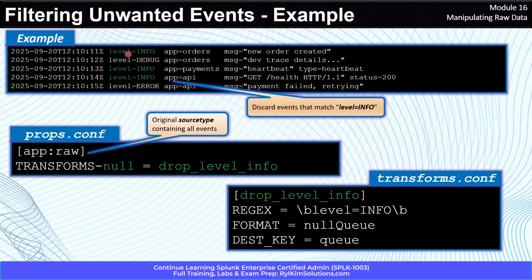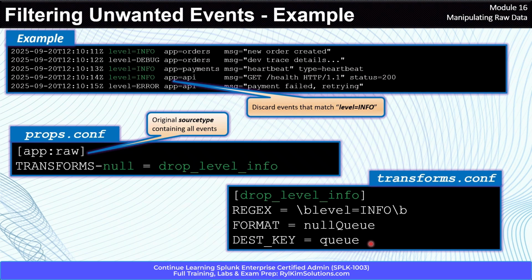So it's going to match the first event. It's going to match the third event. It's going to match the fourth event. And because you have format equal to nullQueue here, it's going to just discard those events. Of course, you also have your destination key here equal to queue. It means, therefore, that in the process of indexing, only the second and fifth events are going to be indexed.